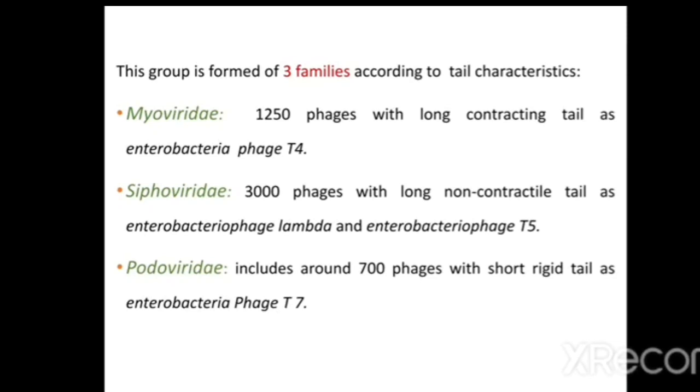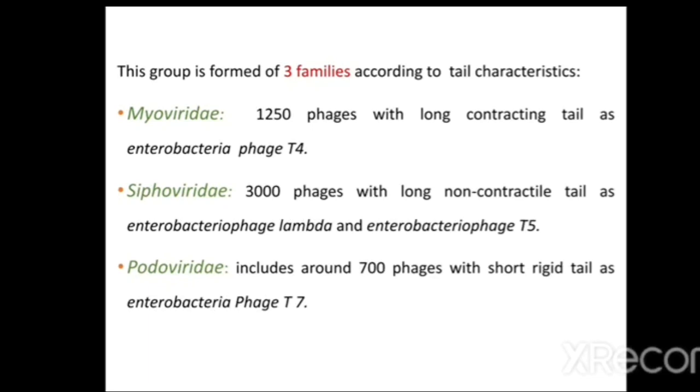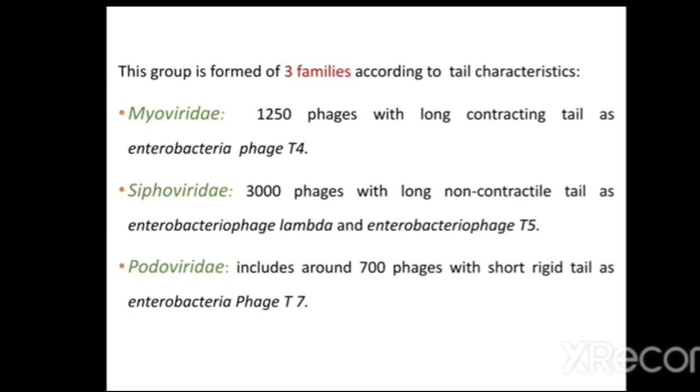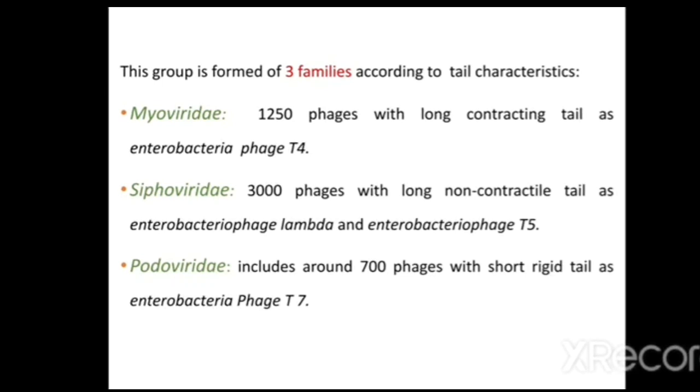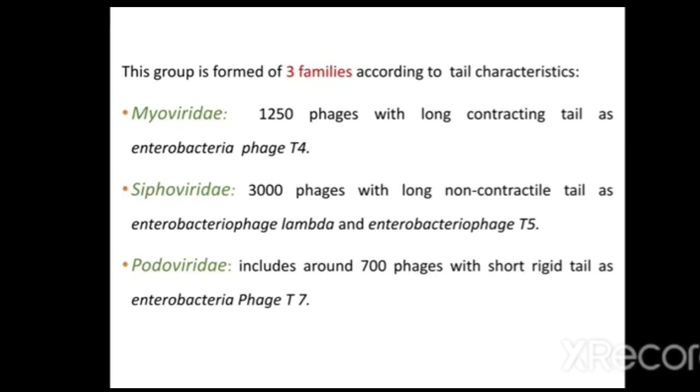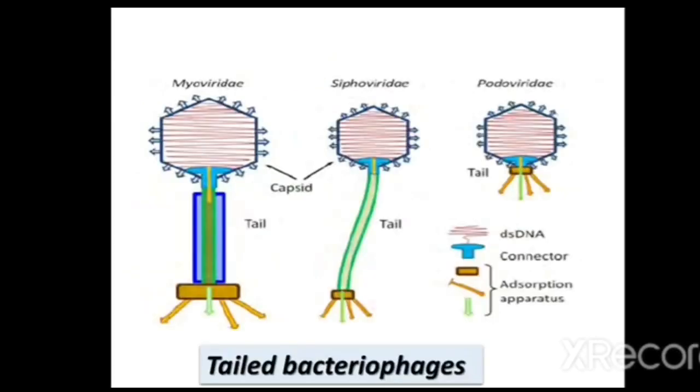This group differentiates into 3 families according to tail characteristics, which are Myoviridae, Siphoviridae, and Podoviridae. Myoviridae includes 1250 phages with long contractile tail, such as Enterobacteriophage T4. The second one, Siphoviridae, includes around 3000 phages with long non-contractile tail, such as Enterobacteriophage lambda and Enterobacteriophage T5. And the last family, Podoviridae, includes around 700 phages with short rigid tail, such as Enterobacteriophage T7. We can see in this picture the three families of the tailed bacteriophages.